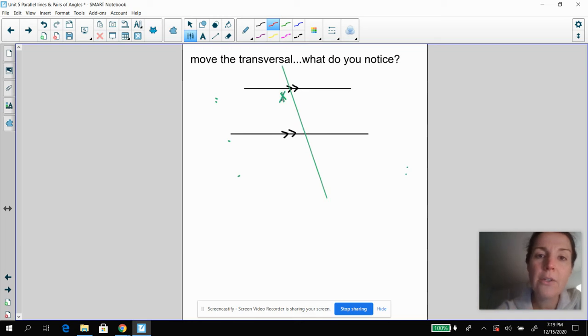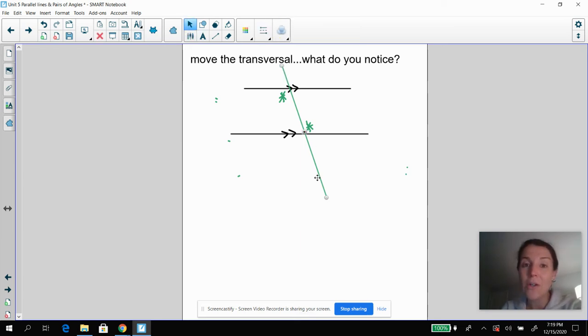There we go. So here's an alternate interior angle. Here's another alternate interior angle. Don't ask me how I just changed the color of the transversal. No idea. So I'm going to click this transversal. And if I start to squash it and move it around like this, look what happens to my alternate interior angles. Are you noticing anything? They are staying the same.